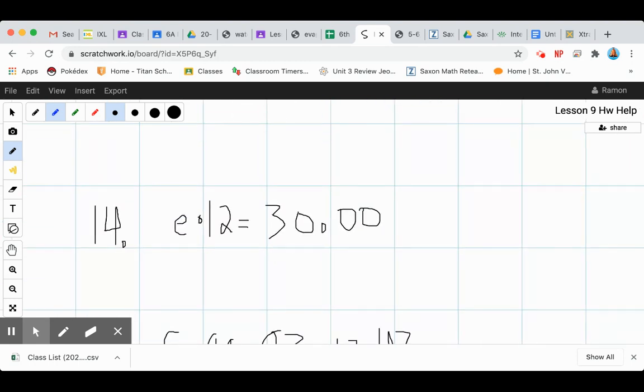For 14, we have e multiplied by 12 equals $30. To find the value of e, we're going to use our inverse operation. So instead of multiplying, we're going to divide both sides by the factor with e, which is 12. And make sure you simplify as far down as you can.